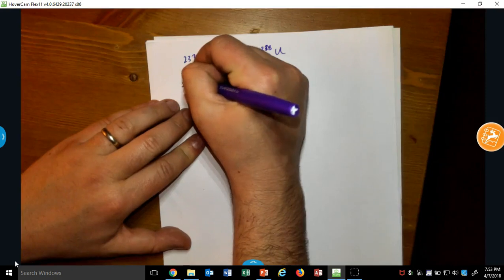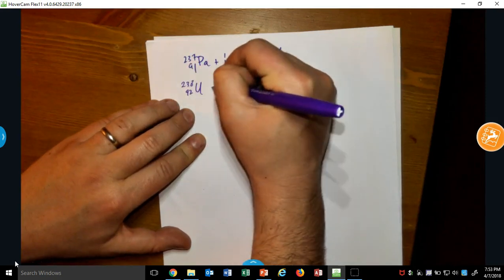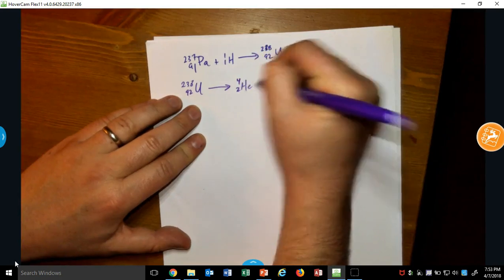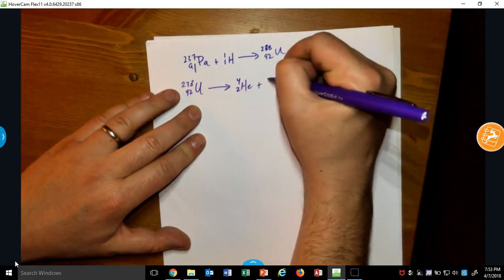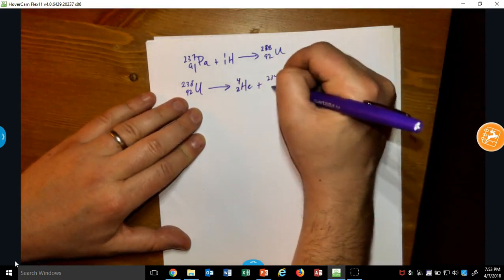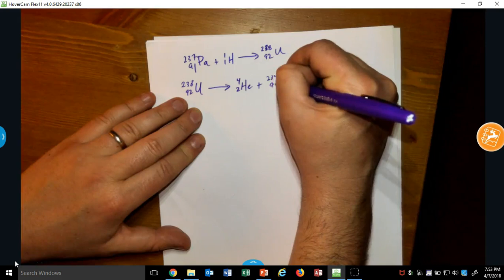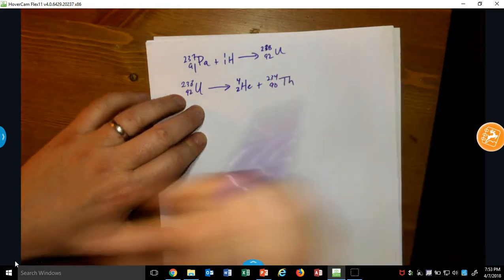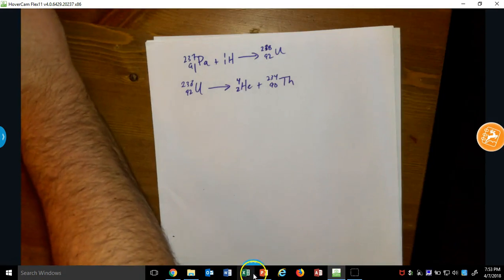Now that uranium-238 is going to undergo alpha decay, so it's going to split out an alpha particle and something else. So the something else must have a mass of 234 to conserve mass, and an atomic number of 90, and an element with an atomic number of 90 is thorium. So that's how you do that. That's pretty easy once you get the hang of it.